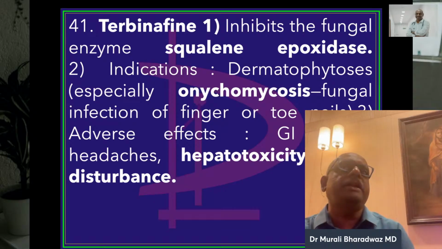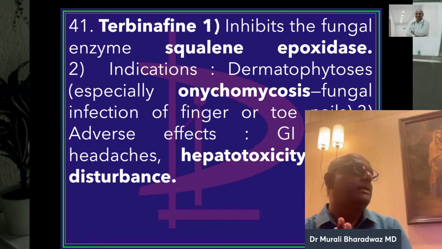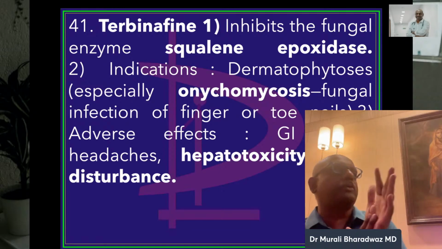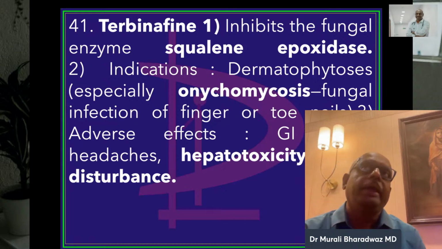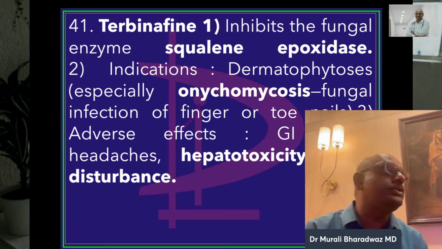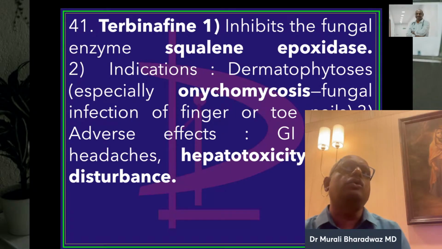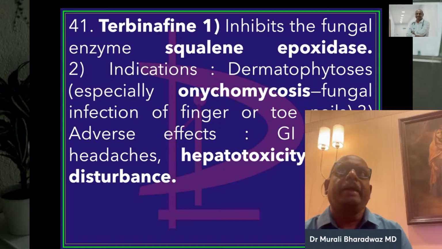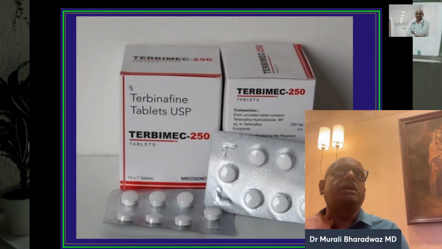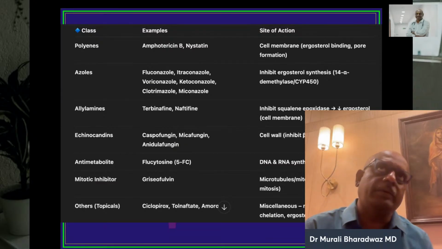Terbinafine. Terbinafine is an inhibitor of squalene epoxidase, which is important, once more, for the production of the cell wall of the fungus. So it is used for dermatophytosis like fingernail infection, onychomycosis, toenail infections, and terbinafine tablet, right? So this is a quick summary, doctor.